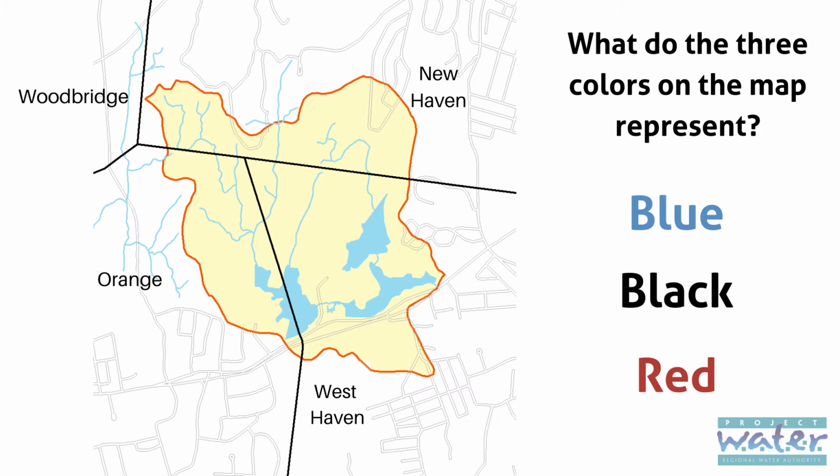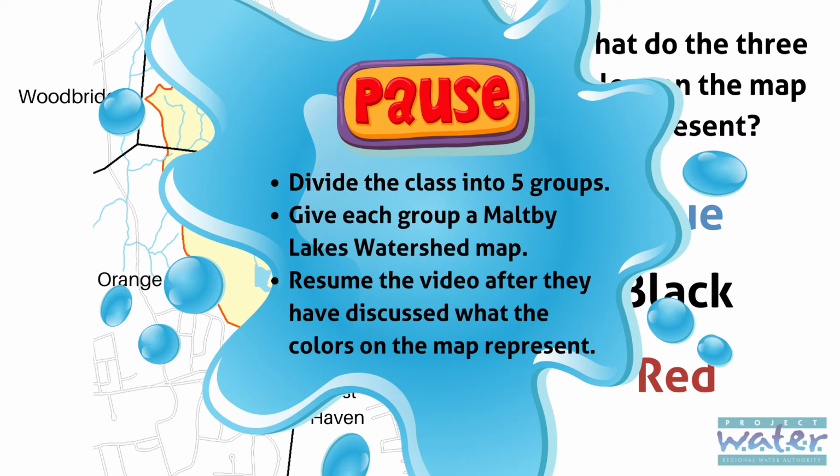Let's take a look at the map of the Maltby Lakes watershed. There are 3 main colors on the map: blue, black, and red. I want you to think about what those 3 colors represent. We're going to pause the video here so your teacher can divide the class into 5 groups and give each group a map of the Maltby Lakes watershed. Once you have the map, I want you to talk with your group and discuss what you think the 3 colors represent.